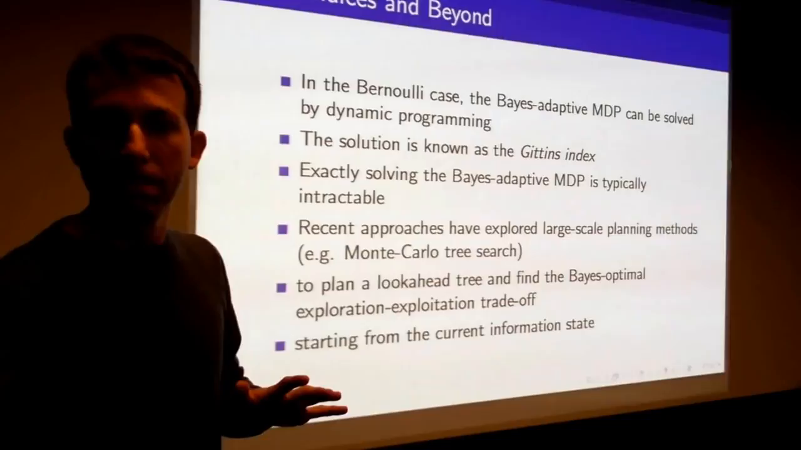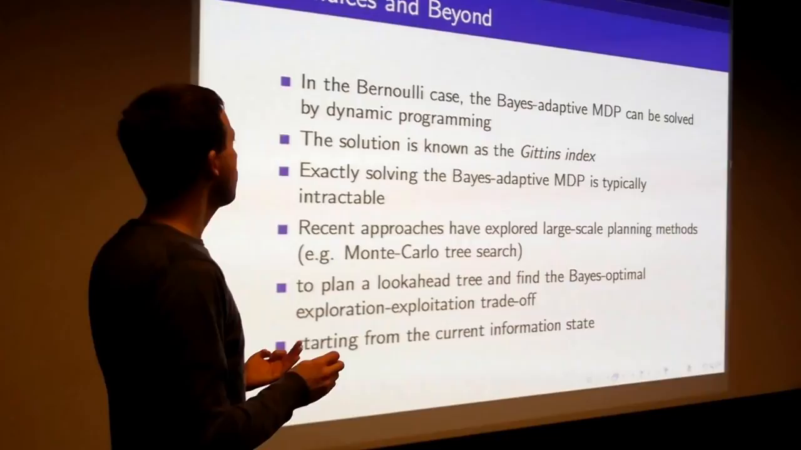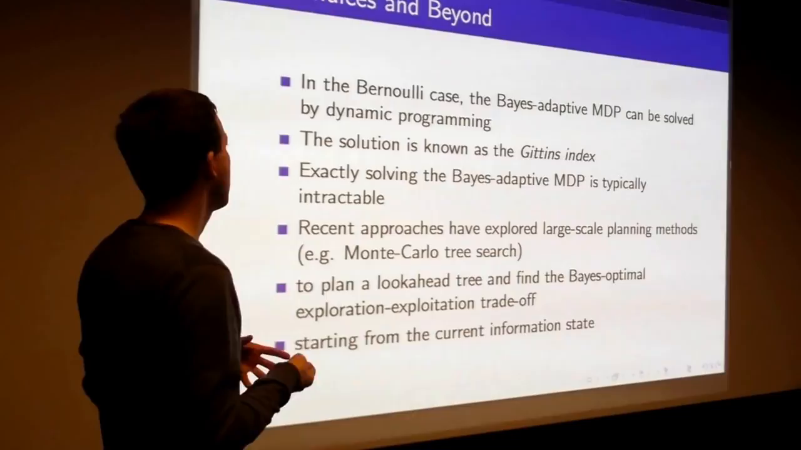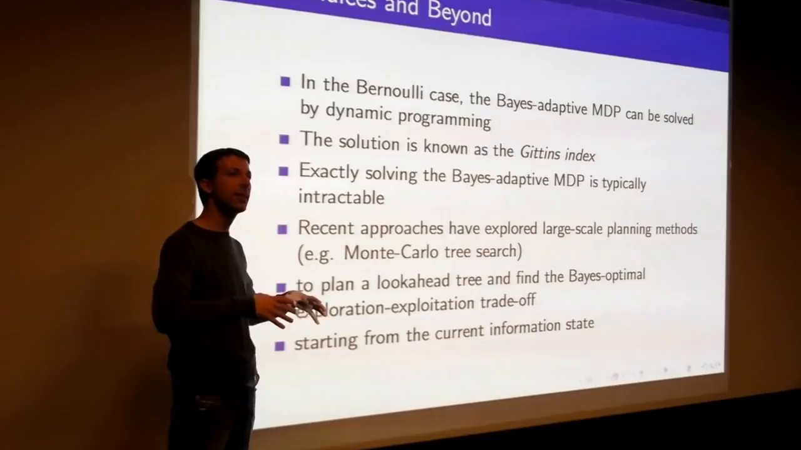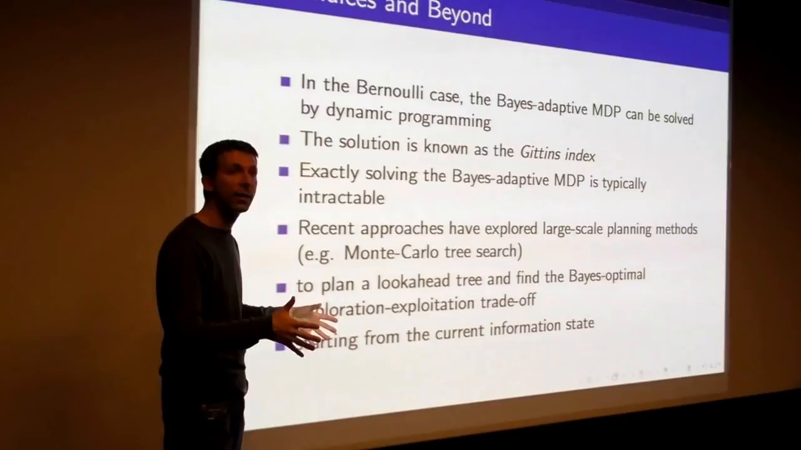Okay. So the exact solution to this problem is known, and can be computed by dynamic programming. It's known as the Gittins index. But it's also possible to find this in a more tractable way. For example, we've used Monte Carlo tree search to come up with a very tractable approach to this very large information state space search, and that works very well in a lot of exploration-exploitation trade-off problems.